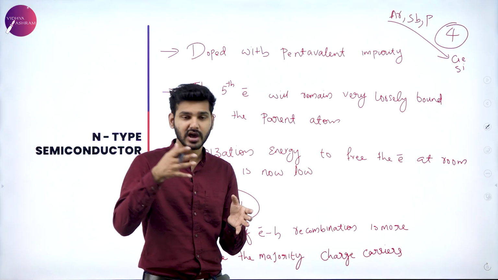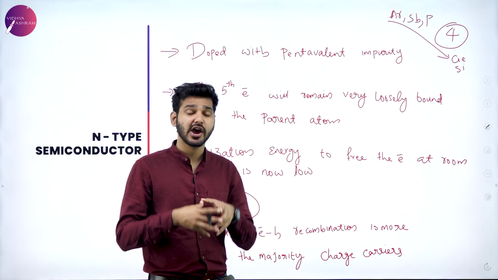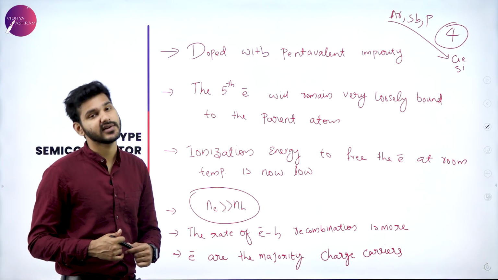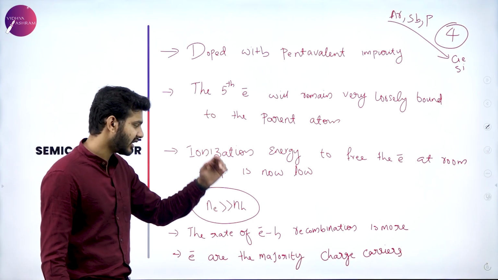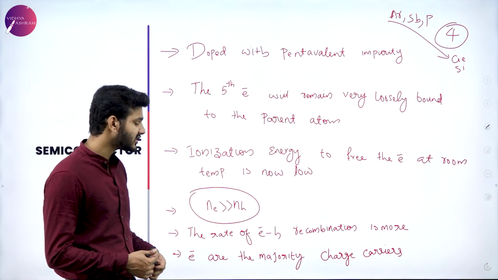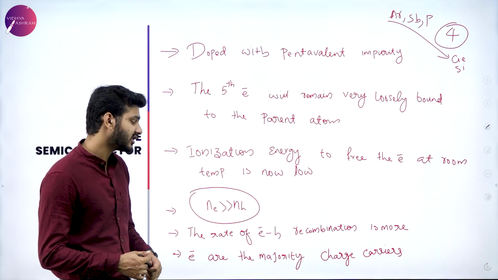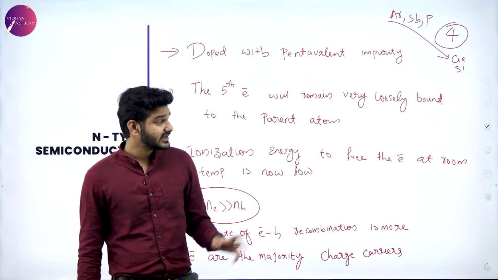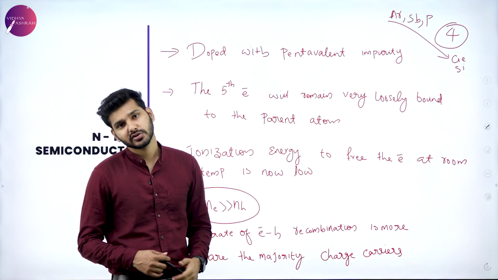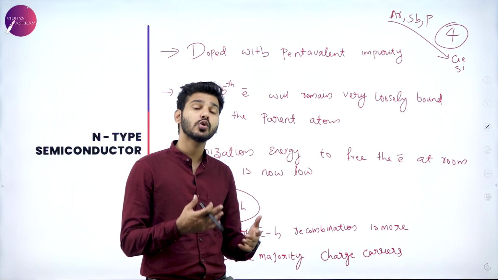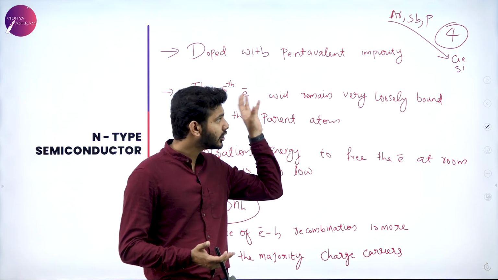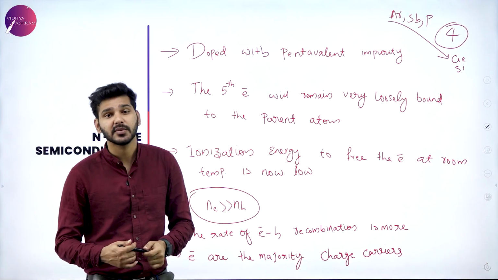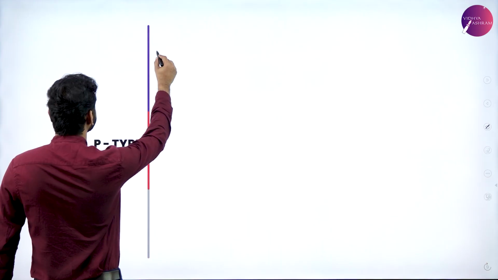And the hole and electron recombination rate will be much higher in an N-type semiconductor since electrons are readily available. So again, the rate of electron-hole recombination is more in an N-type semiconductor, and electrons are the majority charge carriers in an N-type semiconductor. And since it is one extra electron being added to the semiconductor, we also call it a donor impurity because whatever you're doping it with is donating one electron. So again, we just call it a donor impurity, just something to keep in mind.